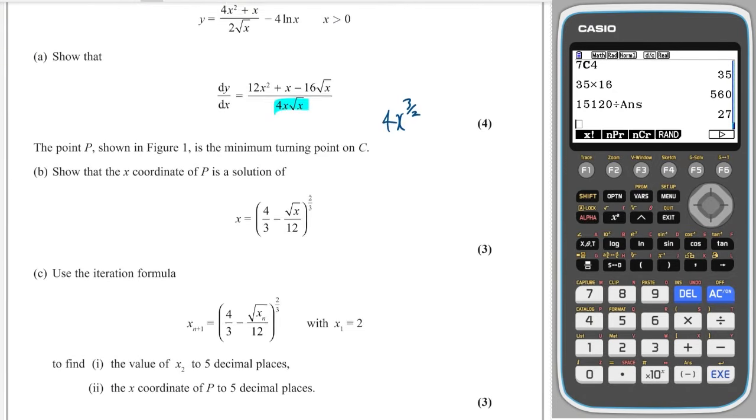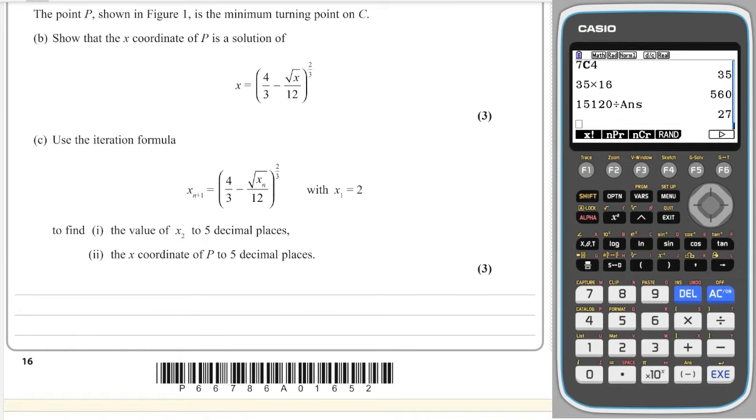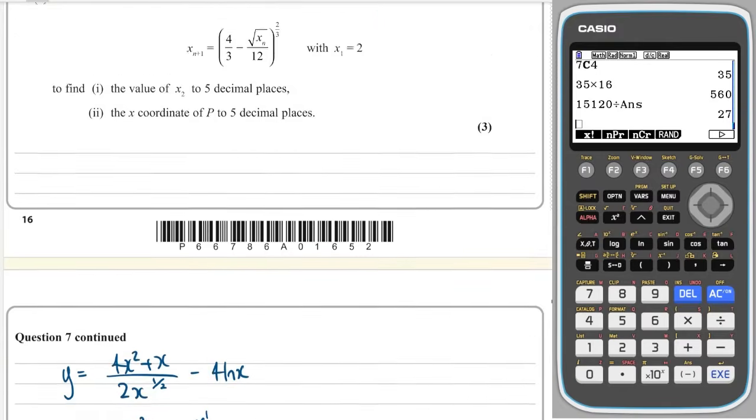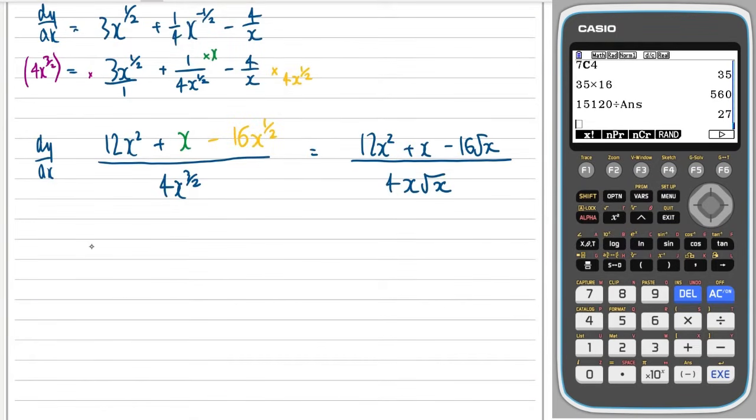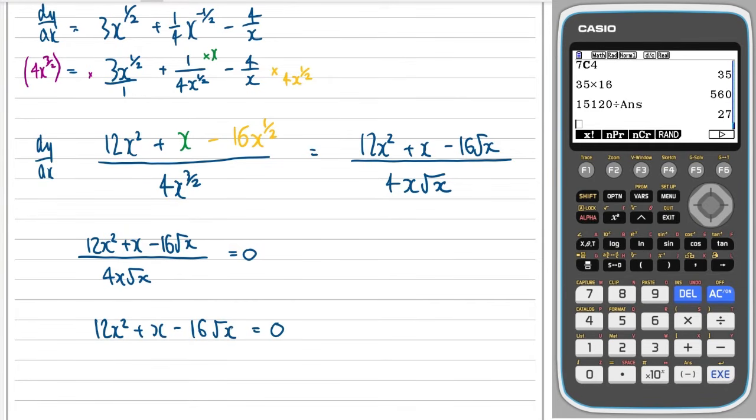Next. It is a minimum turning point, so that is where dy by dx equals 0. Show the x coordinate is a solution to this. Okay, so we need to solve this equal to 0. So we need to solve 12x squared plus x minus 16x all over 4x root x is equal to 0. Well, whenever I have a fraction equal to 0, it's only the numerator that needs to equal 0. Because if the numerator equals 0, then the whole expression equals 0. The whole fraction does.